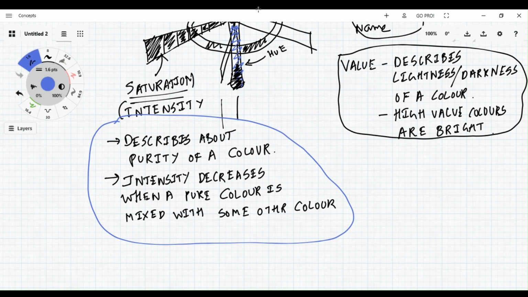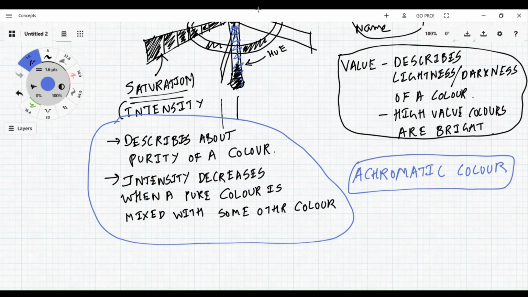Suppose a color got mixed with gray. Then it is completely desaturated, and when a color loses its intensity completely, then it becomes an achromatic color. So now we have got another term called achromatic. Suppose a question comes: when a color loses its intensity or saturation completely, what is that color called? You have to write achromatic. You may have different options, like achromatic, dichromatic. We have to answer achromatic color.